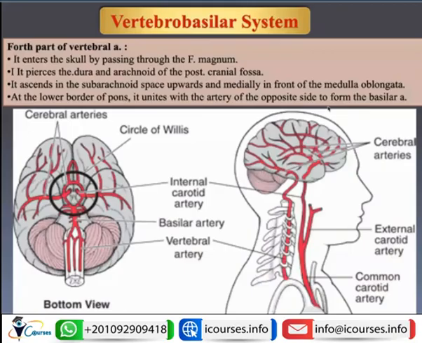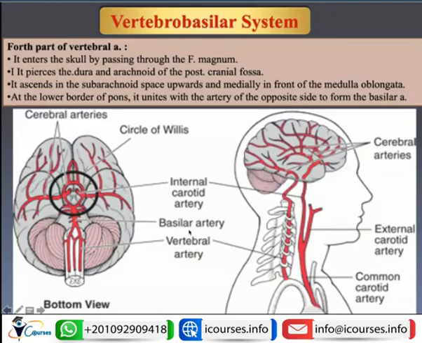It starts by the fourth part of the vertebral artery. Here is the vertebral artery, passing in line with the vertebrae. The final part is called the fourth part of the vertebral artery. This artery enters the skull through the foramen magnum, then it pierces the dura and the arachnoid of the posterior cranial fossa to enter the intracranial cavity, and then it ascends into the subarachnoid space and passes along the medulla oblongata, until the lower border of the pons. It reaches the fourth part from the opposite side to make the basilar artery.